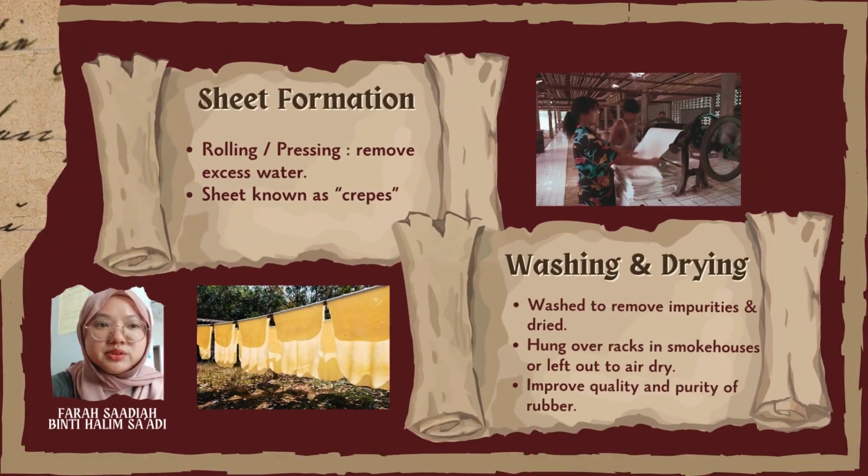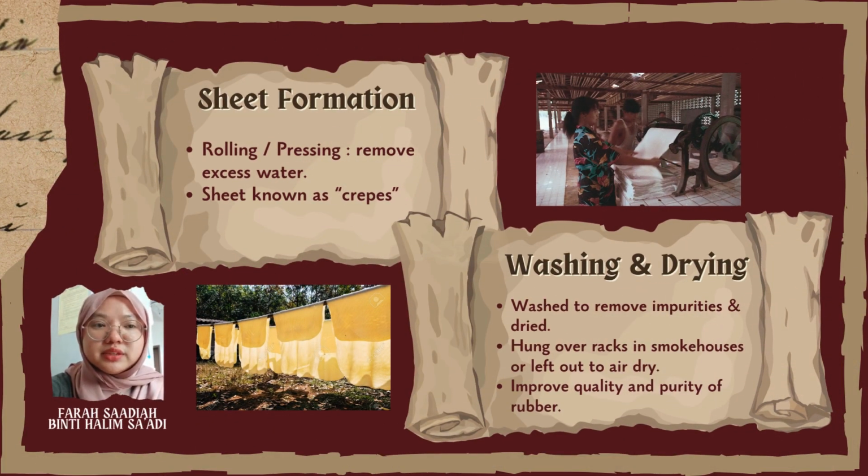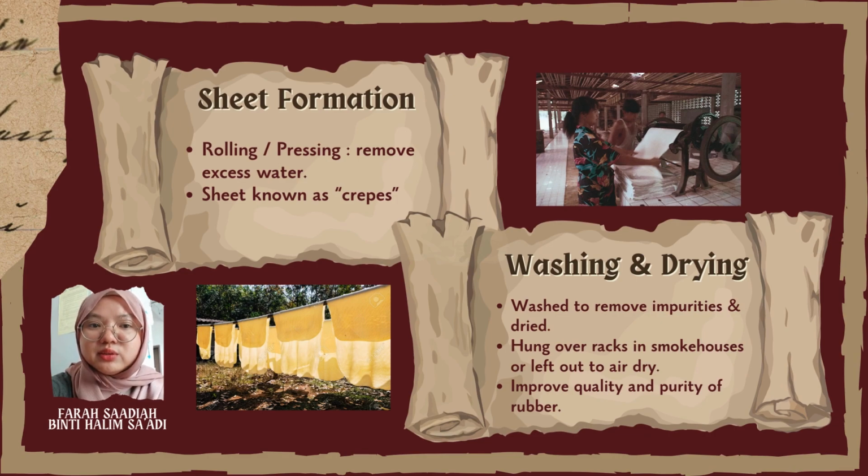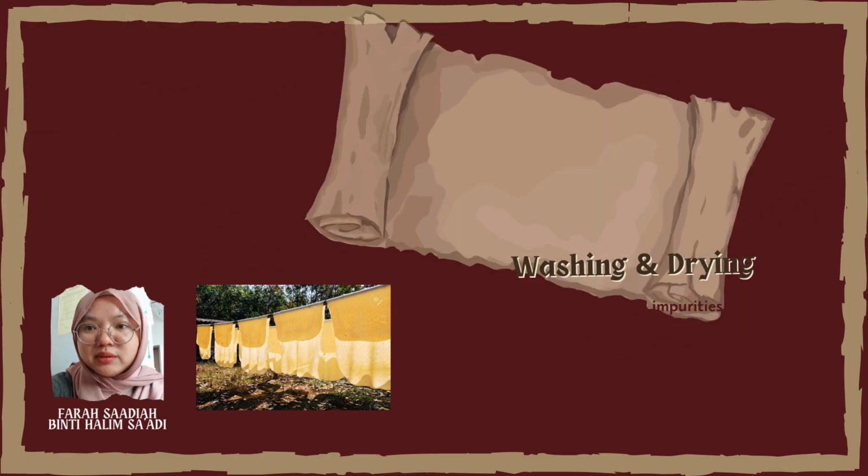Sheet formation is the process of rolling and pressing to remove the excess water. The sheet is known as scrap. Rubber was washed to remove impurities and dried. It was hung over racks in a smokehouse or left out to air dry. It is to improve the quality and purity of the rubber.